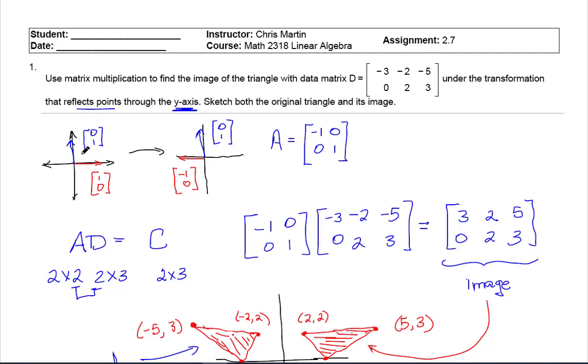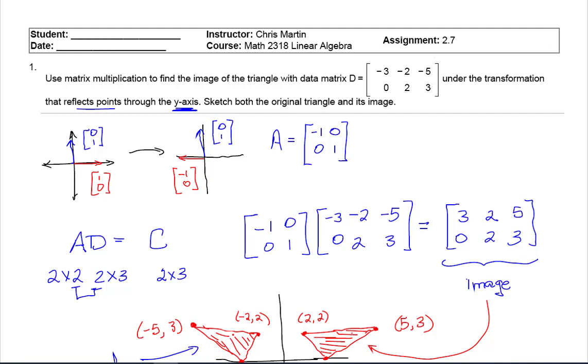Welcome to Math 2318. This is section 2.7. We're looking at linear algebra applications of computer graphics. So, in question 1, we have a triangle in the plane, and the coordinates for the corners of the triangle are given here by matrix D: minus 3, 0, minus 2, 2, minus 5, 3.